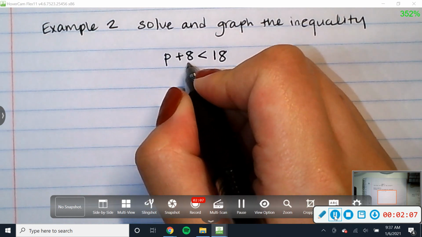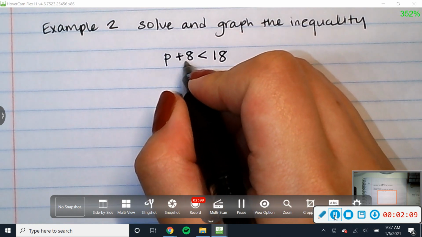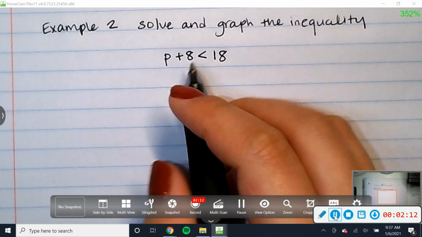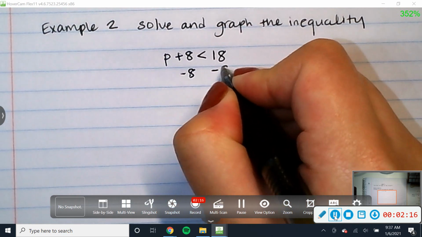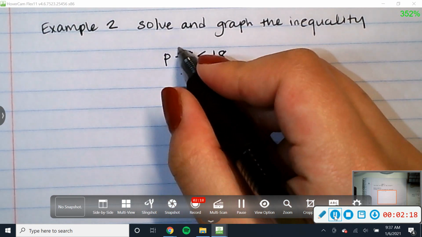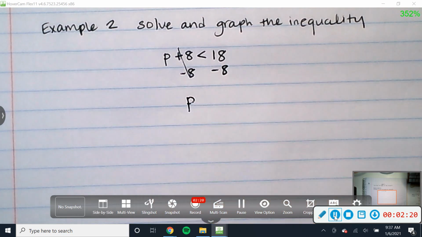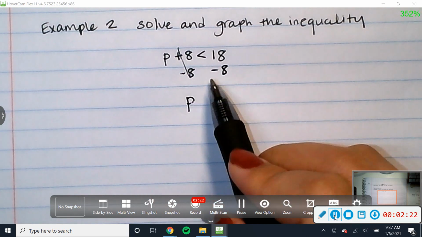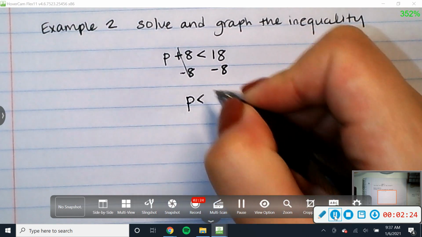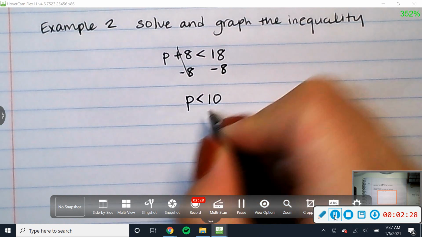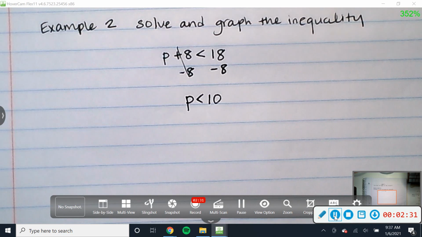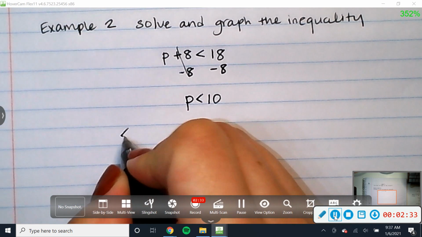Alright, to solve this, just like the previous one, whenever we're solving for a variable, do the opposite operation. So this was plus 8. So we've got to do minus 8 on both sides. This cancels out the 8s, so we're just left with p on this side. And then copy down my inequality sign here. 18 minus 8, that gives me 10. So you should have gotten p is less than 10. And then we'll graph this on our number line.